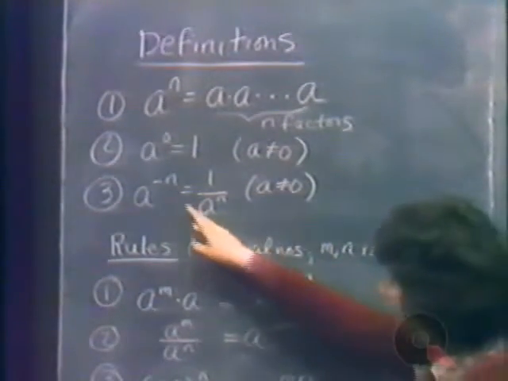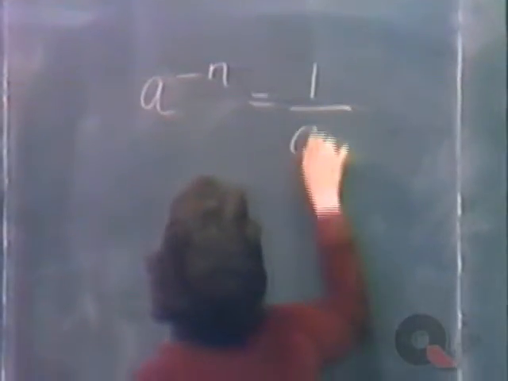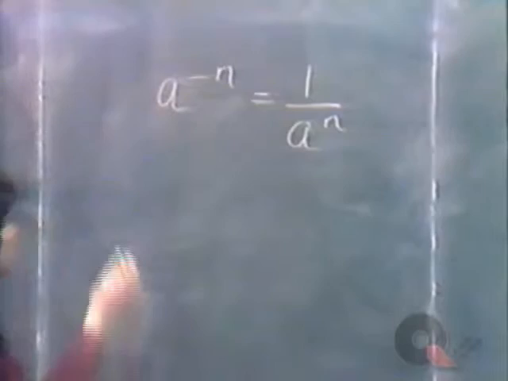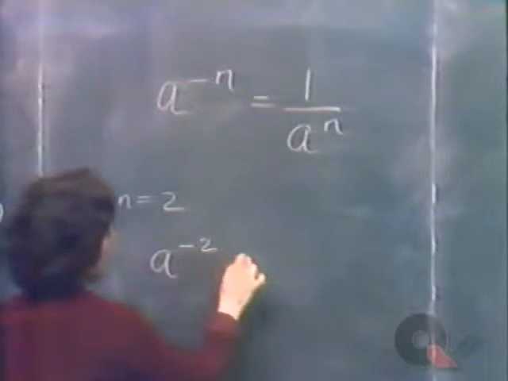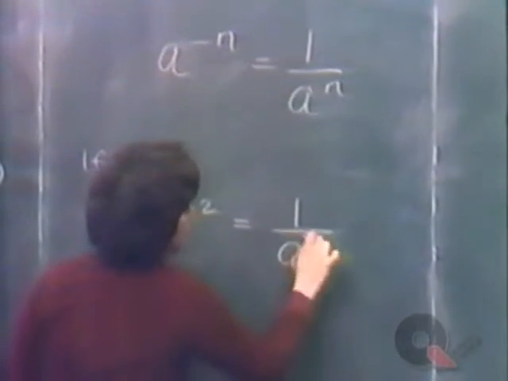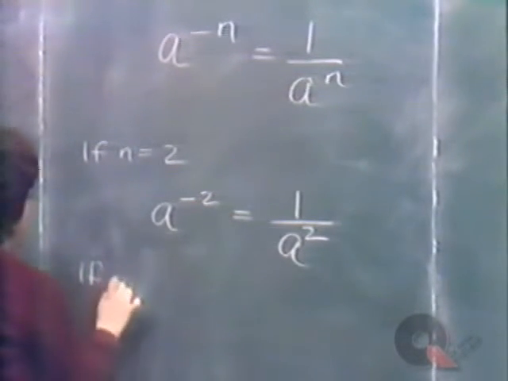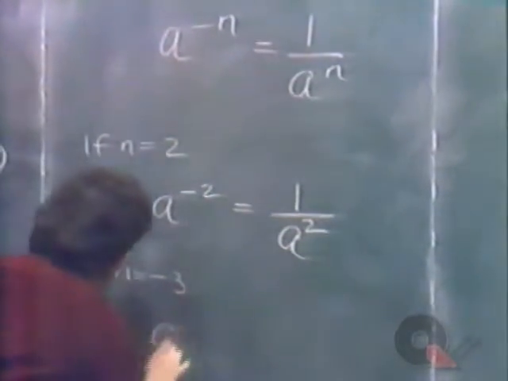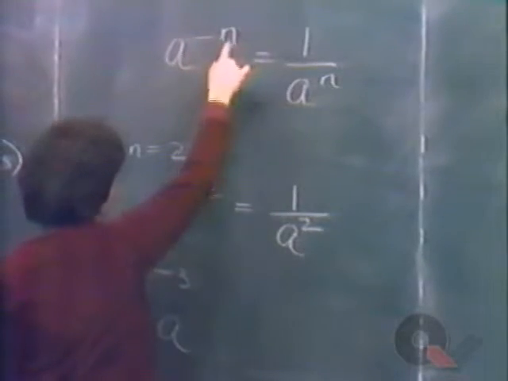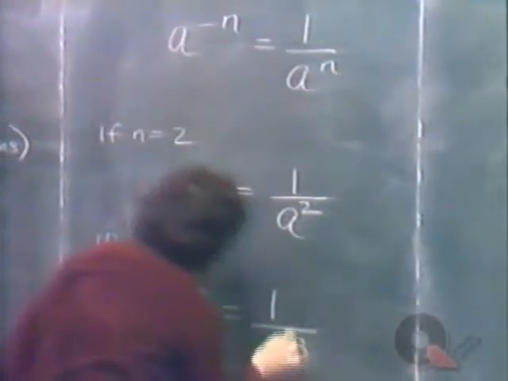Now, n here can be either positive or negative. Let's look at what happens to this formula in various instances. A to the minus n is 1 over a to the n. So if, for example, n is equal to 2, we get that a to the minus 2 is 1 over a to the second power, 1 over a squared. On the other hand, if n is minus 3, we get a to the minus 3, or a to the plus 3 power, is 1 over a to the minus 3 power.